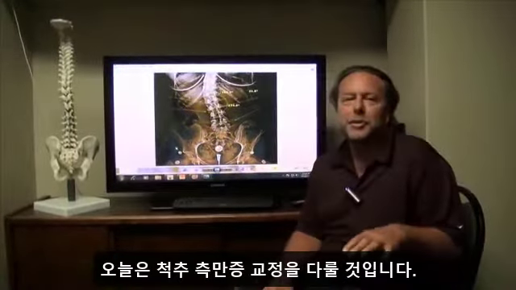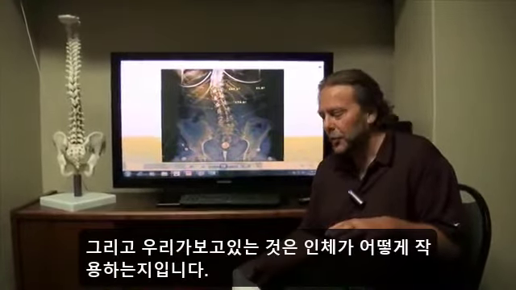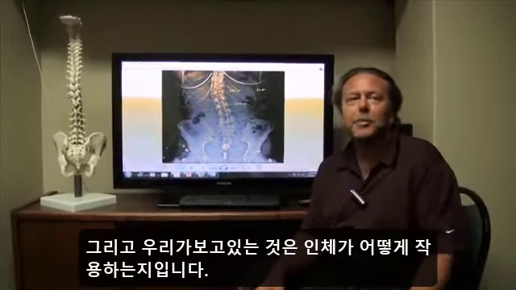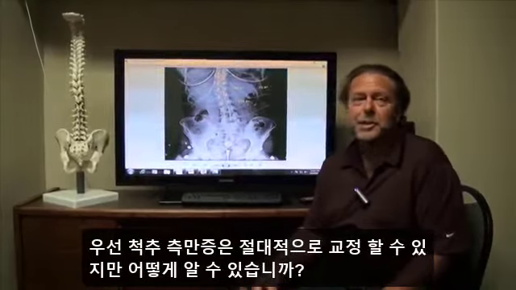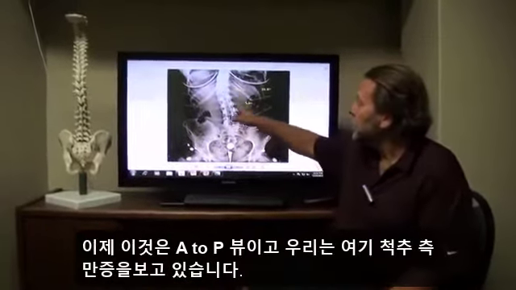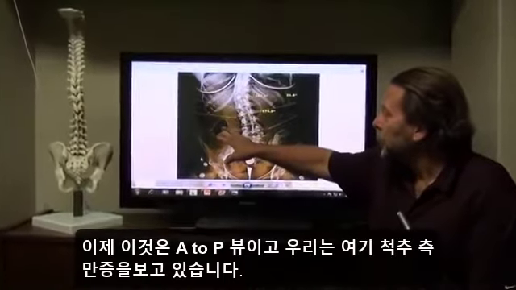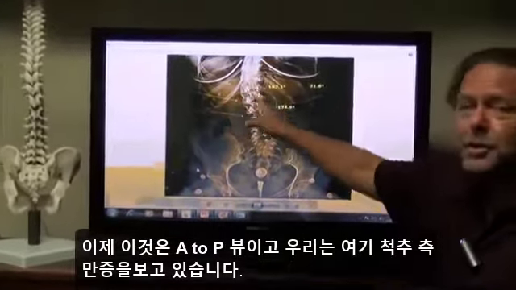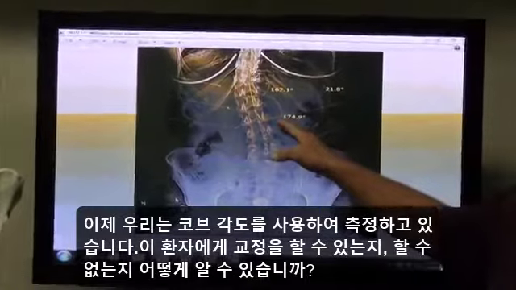Okay, today we're going to cover scoliosis correction. What we're looking at is how the human body works. First off, scoliosis is absolutely correctable, but how do you tell? This is the A to P view, and we're looking at a scoliosis here. We're using the Cobb angle to measure it.